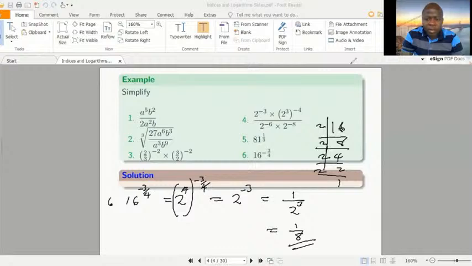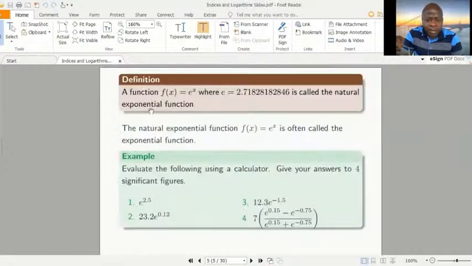Now let's look at the next concept. The next concept is the concept of the natural exponential function. Now we've been talking of indices, and I've said that we can have a number like 2 raised to another number, and here the base is 2 and 5 is the index. And I also talked of, for example, if I have this, then 7 is the base and x is the index. What about the natural exponential function?